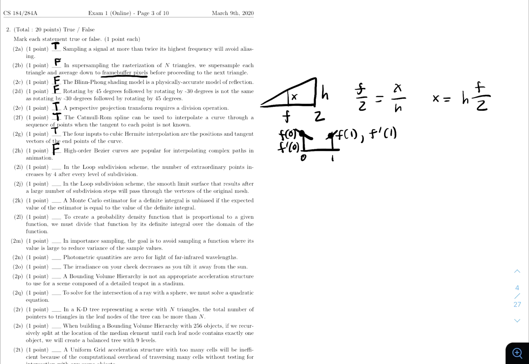In part I, the question reads, in the loop subdivision scheme, the number of extraordinary points increases by 4 after every level of subdivision. This is false. The loop subdivision is going to preserve the degree of existing vertices.